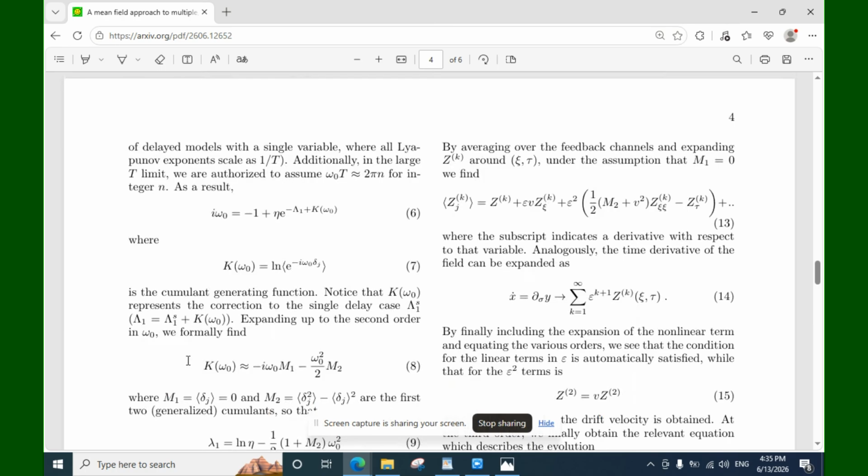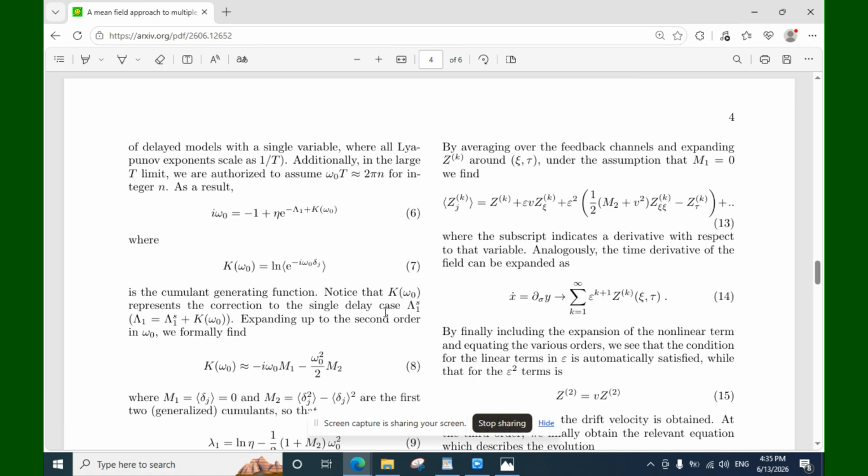By averaging over the feedback channels and expanding zk around zeta under the assumption that m1 is equal to 0, we find that zj to the power of k is equal to zeta to the power of k plus epsilon nu zeta to the power of k plus epsilon to the power of 2 multiplied by 1 divided by 2 (m2 plus nu to the power of 2) zeta to the power of k minus zeta tau to the power of k and so on, where the subscript indicates a derivative with respect to that variable.